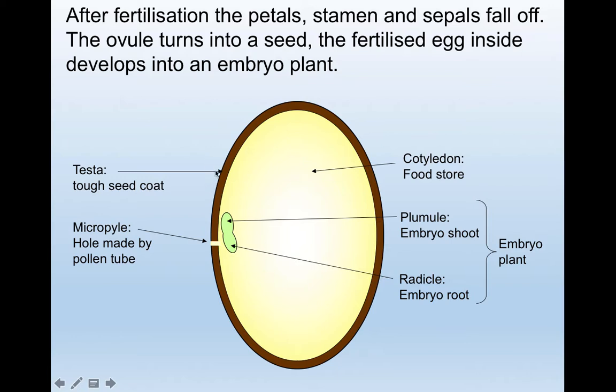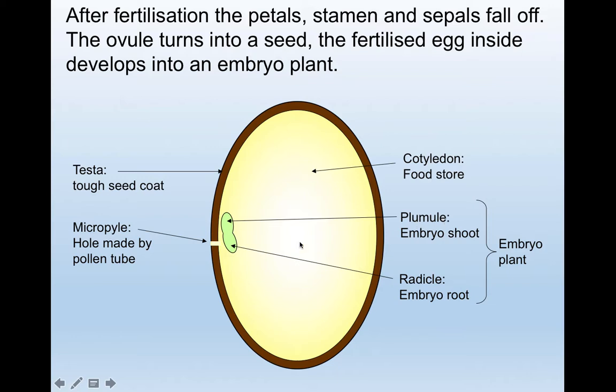After fertilization, the petals, stamen, and sepals are all going to fall off. The ovule turns into a seed. The fertilized egg inside develops into an embryo plant. The testa is the seed coat. The micropyle is a hole that was made by the pollen tube. Remember we showed the pollen traveling down into the plant and making the hole. The cotyledon is a food storage mechanism inside here.